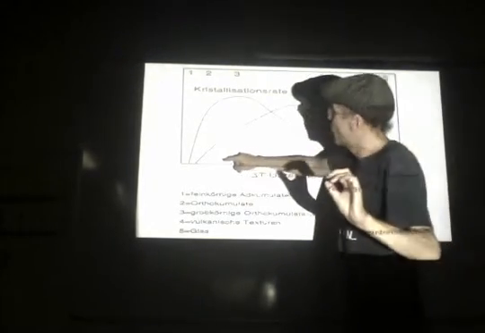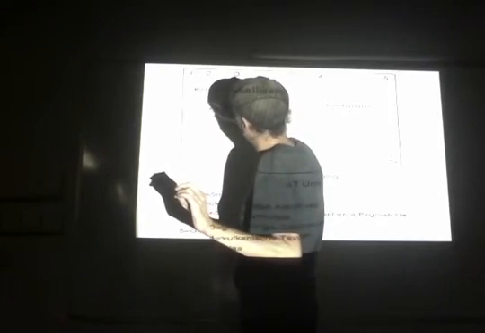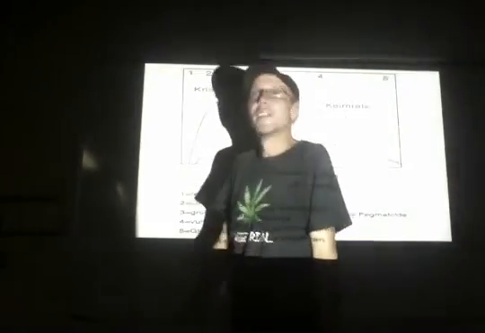Here we have a low cooling rate. So we are starting to cool here, and here we have a low cooling rate. We are forming bigger crystals. If we have a high cooling rate, then we are forming glass.